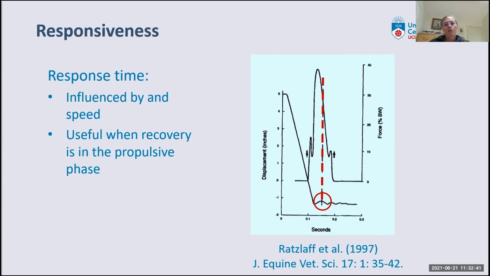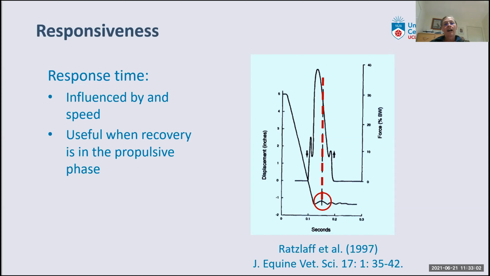And what you can see here from this graph is that the recovery of that surface occurs after peak load. So in other words, during the propulsive phase. And if it was going to help the horse, you would expect that that's when the horse would need it the most.